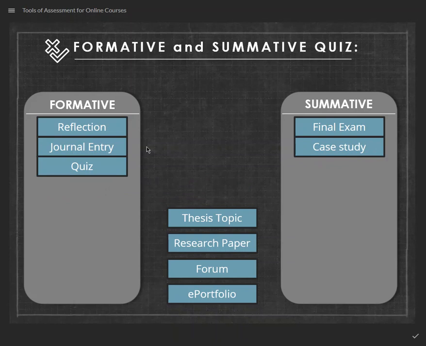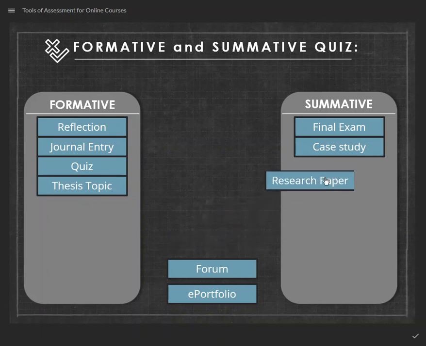Just depends. What about a thesis topic? So this is where the student would be choosing what they're going to be writing on. I would say formative. Yeah. Okay. Formative. Yep. And what about a research paper? If it's a final one, then summative. Summative. Okay. Yep. Then we have a discussion forum.